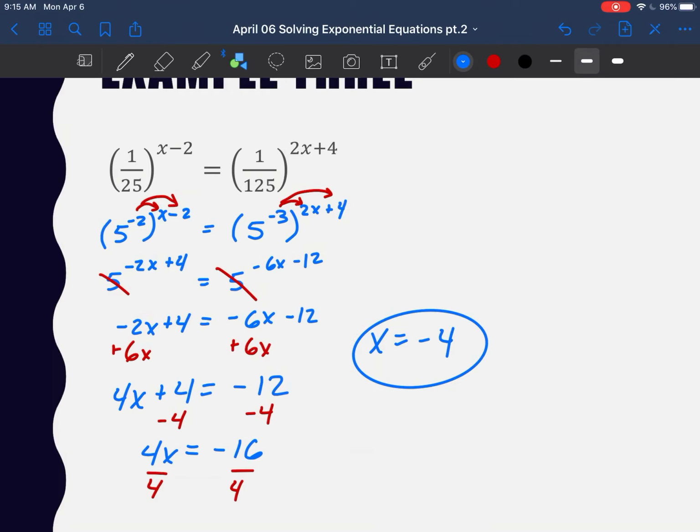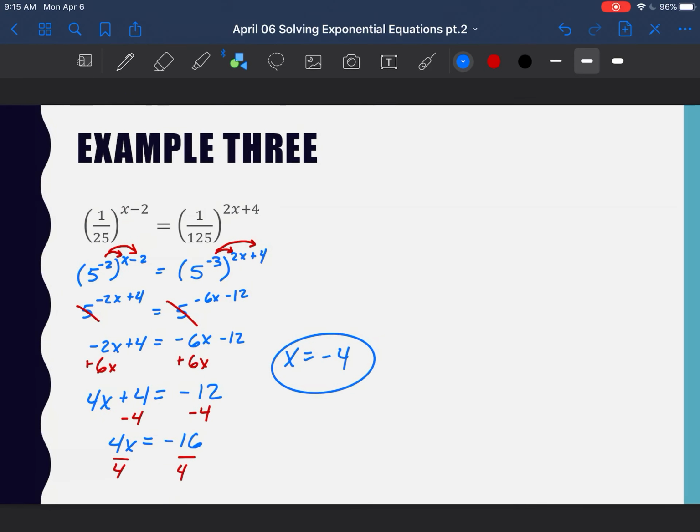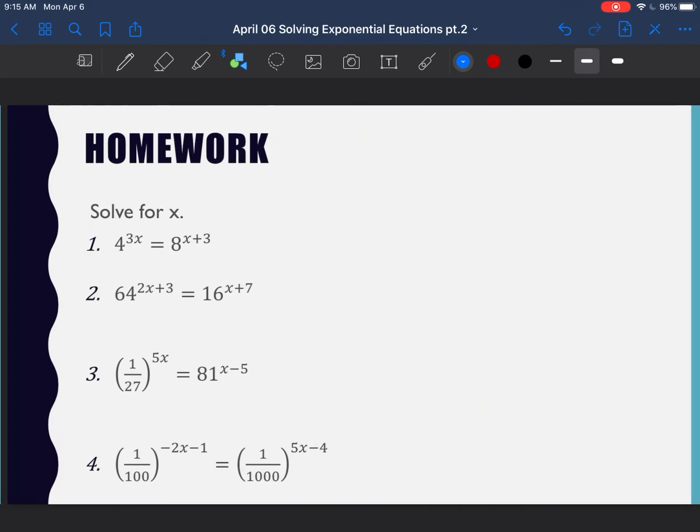Some of them are whole numbers, some of them are fractions or decimals. I'll accept either way, even though I much prefer fractions. So those are 3 examples of more or less the same thing. Solving exponential equations, where you have to change both sides.